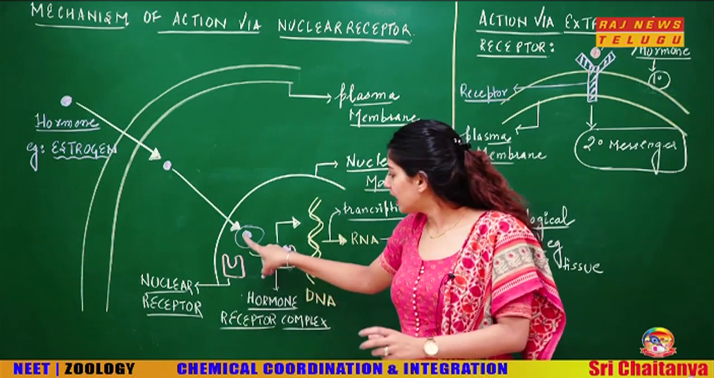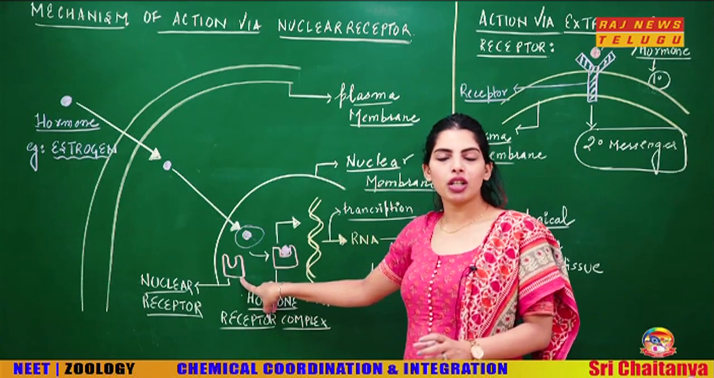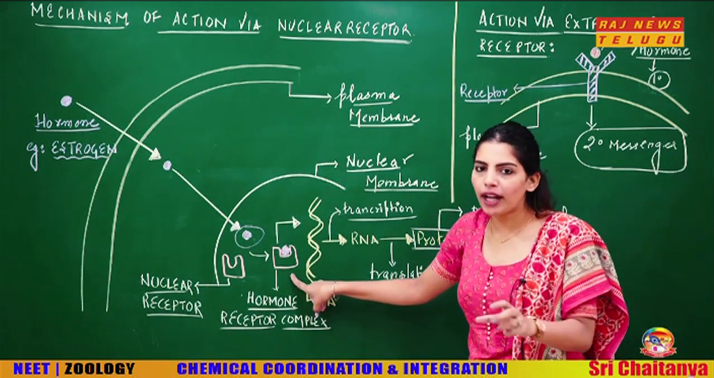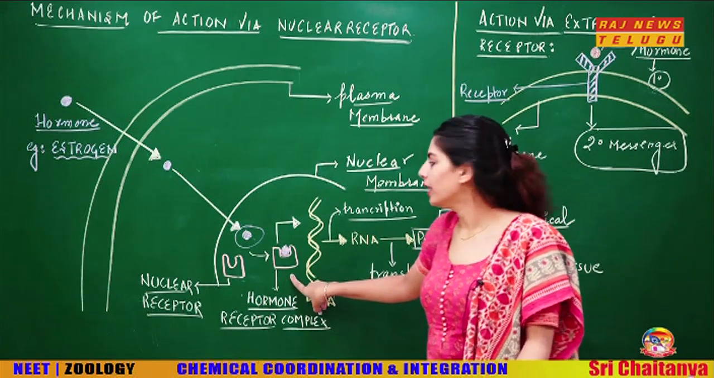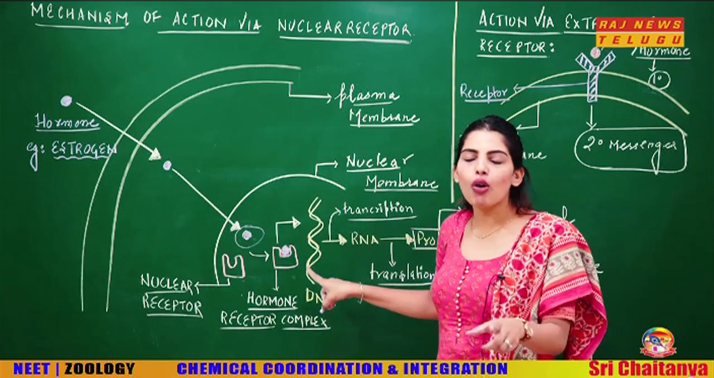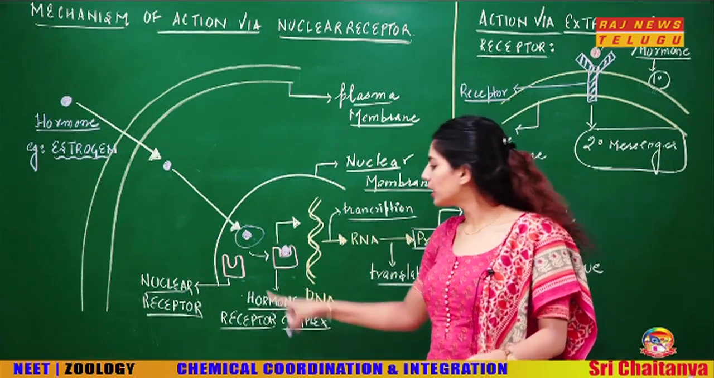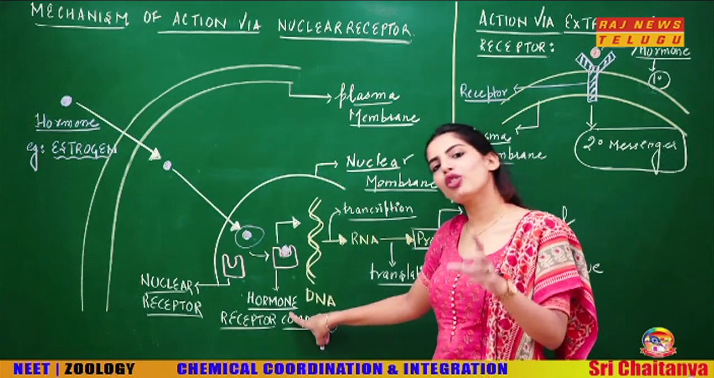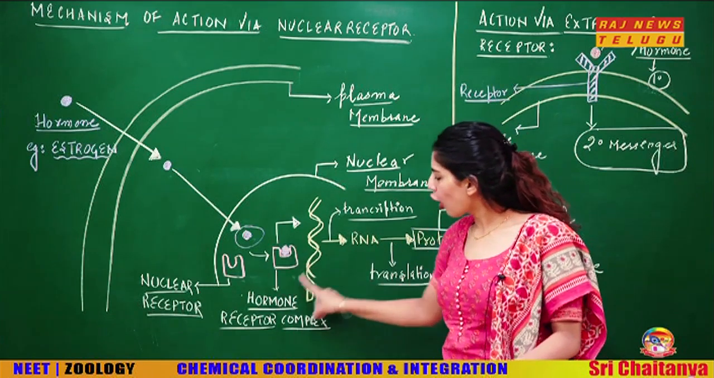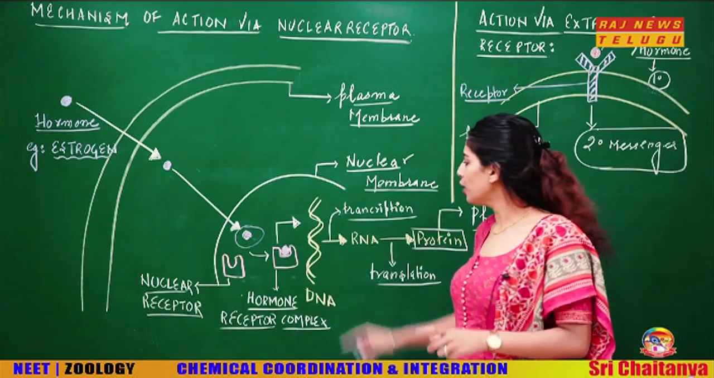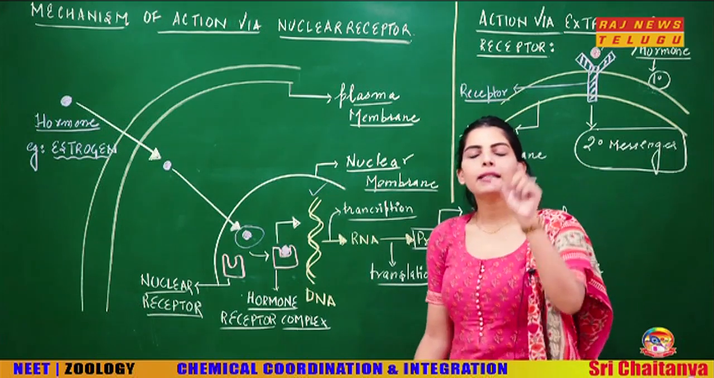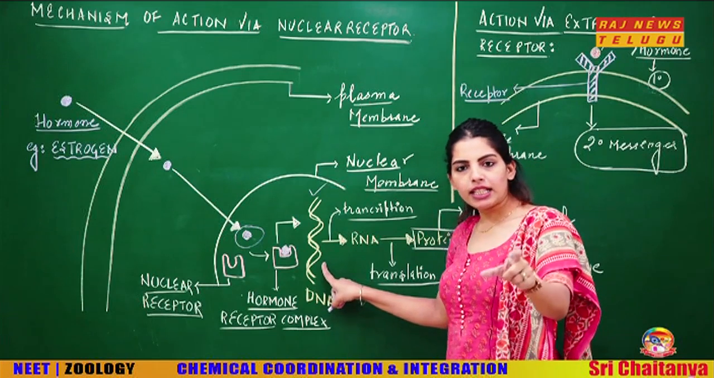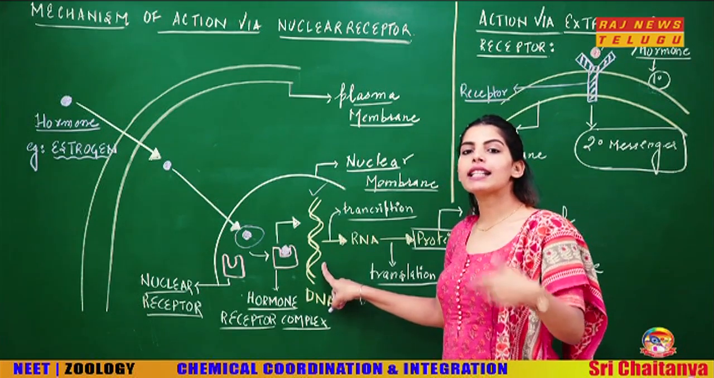So once this hormone combines with the receptor, what is formed? The hormone receptor complex. Do you get my point? This is how the questions are framed. Hormone directly binding with the DNA? No. Hormone, after going inside the nucleus, combines with the nuclear receptors and forms the hormone receptor complex. Now see, this hormone receptor complex inside the nucleus is going to bind on the specific target sites over the DNA. From the DNA, it is going to cause transcription.